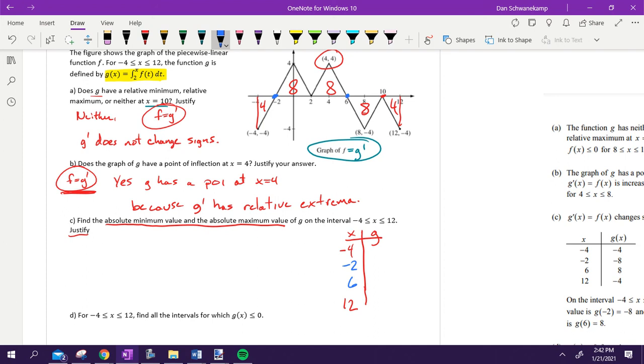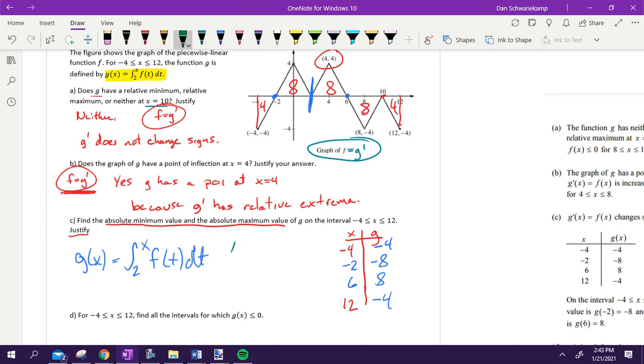Again, remember that my integral is starting at 2 and working my way out. That's what G of X is equal to. So make sure you don't forget that. I'm starting here at 2. So if I go to -2, what's my area going to be? It is -8. If I go to -4, now I'm going left and below, so now it's going to be -4. If I go to 6, it's going to be +8. And if I go to 12, it's going to be -4.